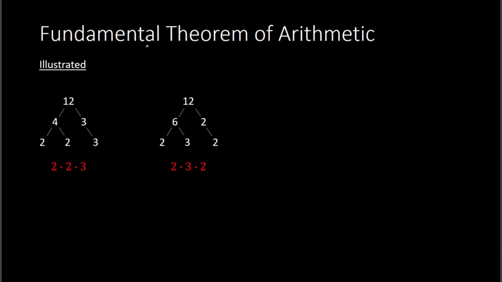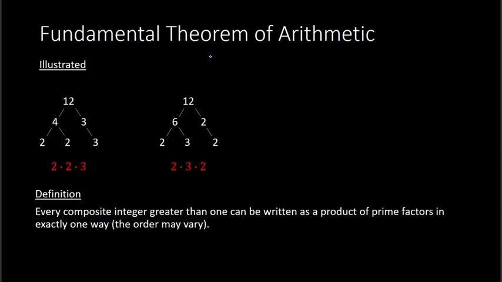So that is what's called the fundamental theorem of arithmetic, which states that every composite number greater than 1 can be written as a product of prime factors in exactly one way, and the order may vary. So what we've just illustrated is the fundamental theorem of arithmetic. We can break down any number, so in this case 12, and there's only one way to break it down as a product of prime numbers. The order may be different, but there's only one set of numbers to get your original number back out when I multiply.